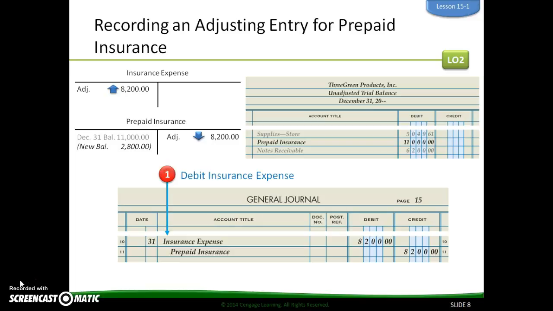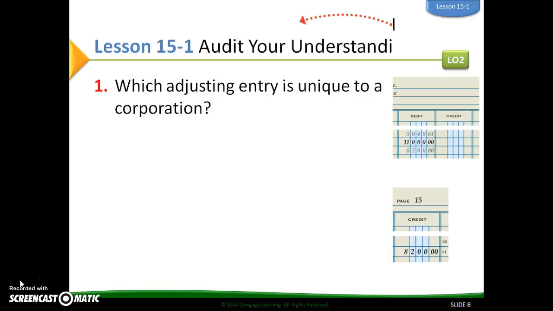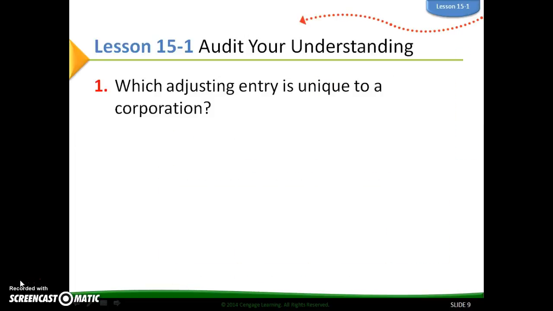We're going to go ahead and debit our insurance expense, and then we're going to credit our prepaid insurance. We just need to make an adjustment to reflect the fact that we have used up some of the insurance we prepaid for. Okay, so we are now at the end of the lesson.